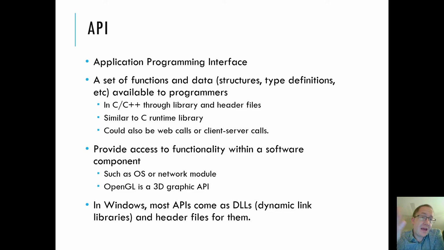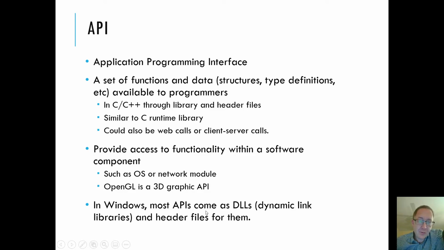APIs can also be applied for client-server architectures, right? I send something along the wire to another computer via an API call, and the API call is just the interface that I'm allowed to access from another computer. It makes it a lot safer. It allows me to provide functionality within a software component. OpenGL for 3D graphics is an API, for example.